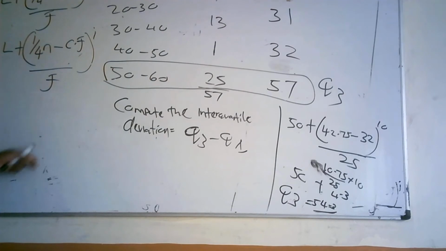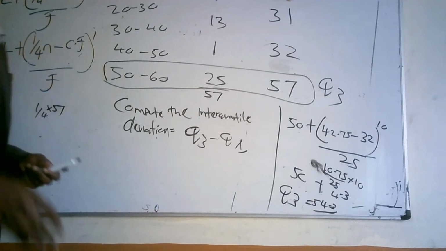Let us get quartile 1. So for quartile 1, we will use this particular formula here. The lower class boundary, we must identify it first. And it's going to be identified by just taking this element here, 1/4n. 1/4 times 57. N is the total frequency.